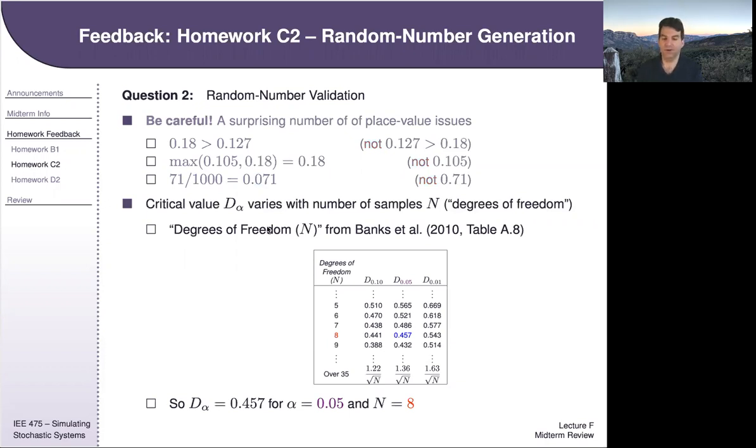Know how to use the tables for the chi-squared test and the KS test. The degrees of freedom for the KS test are the number of samples. This is different than the degrees of freedom for the chi-squared test, which is the number of bins minus 1. That's an important thing. For both the chi-squared test and the KS test, you don't divide the level of significance by 2 or anything like that. You take the level of significance exactly as it is. That's how you find these critical values.